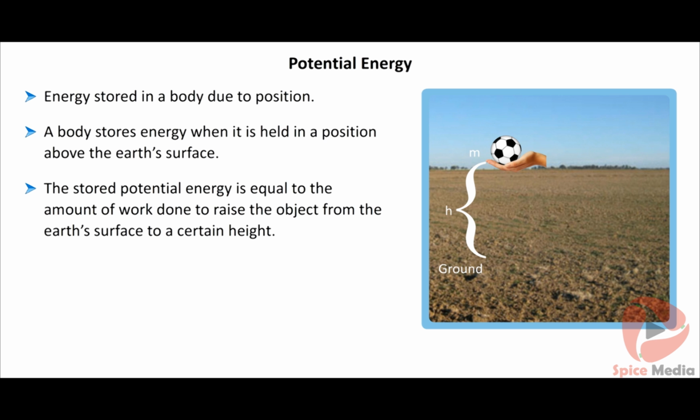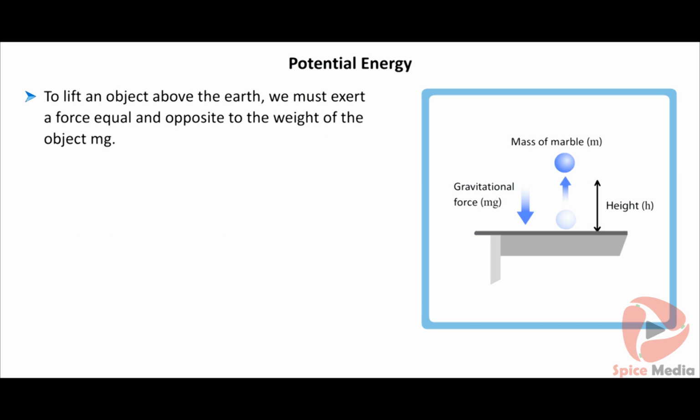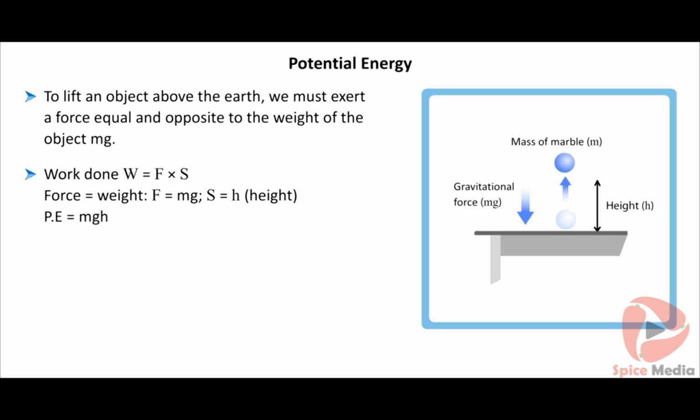to a certain height. To lift an object above the earth, we must exert a force equal and opposite to the weight of the object, mg. Therefore, work done is equal to force times displacement, which is equal to the weight of the object times height. Potential energy Pe is equal to mgh. This work done is stored in the object as its potential energy.